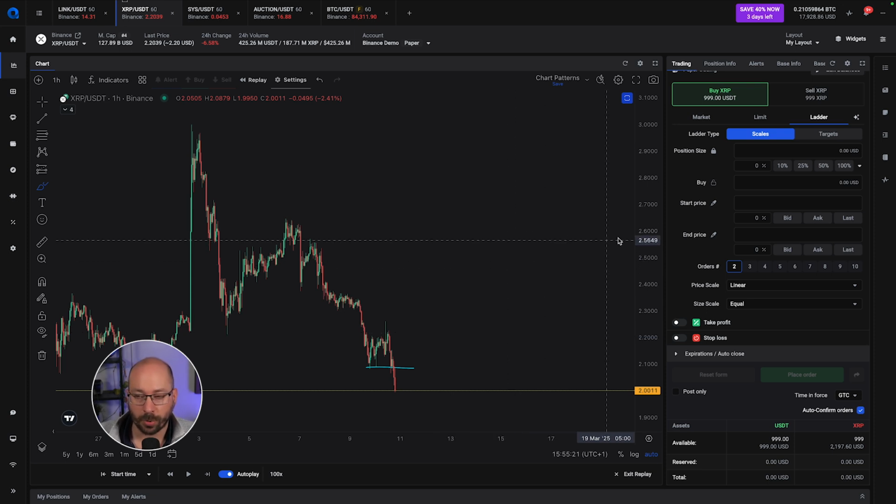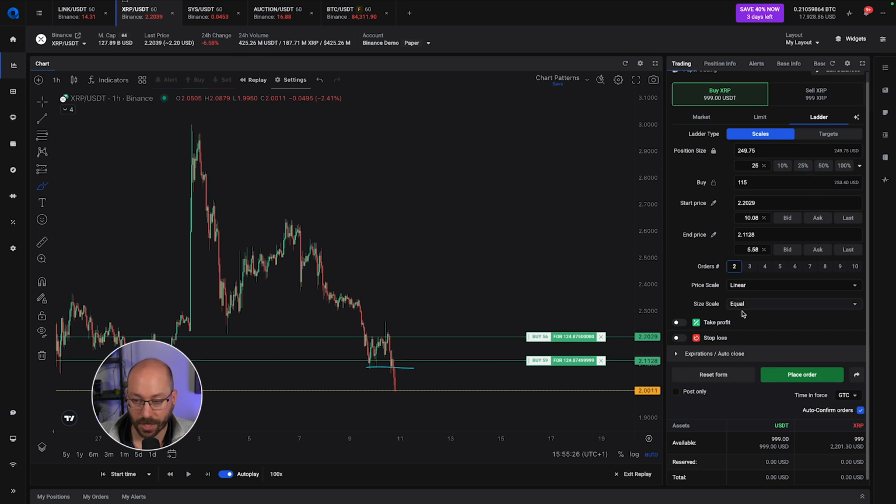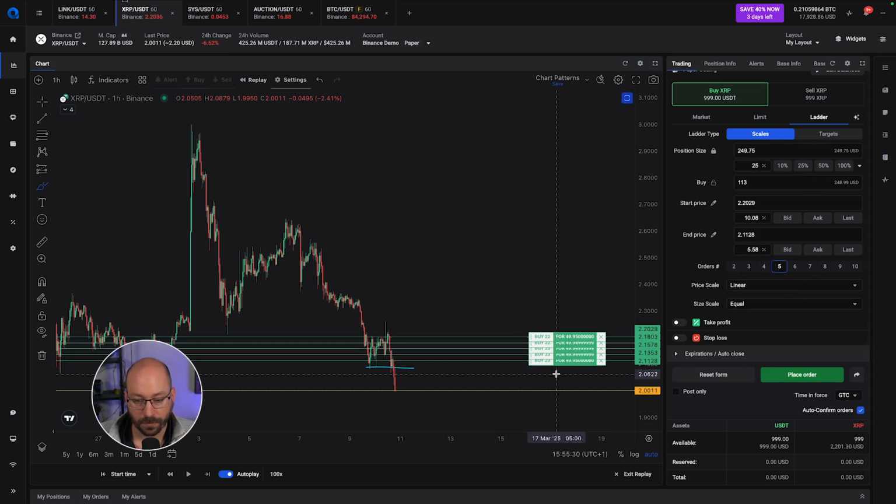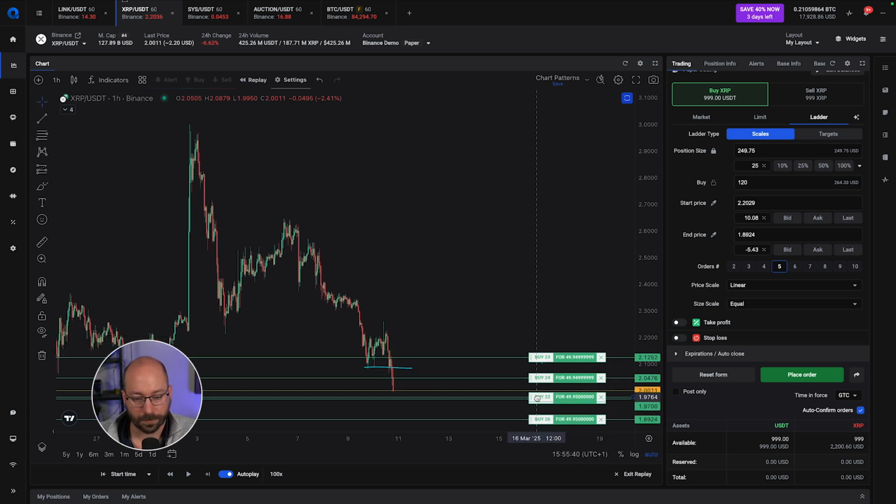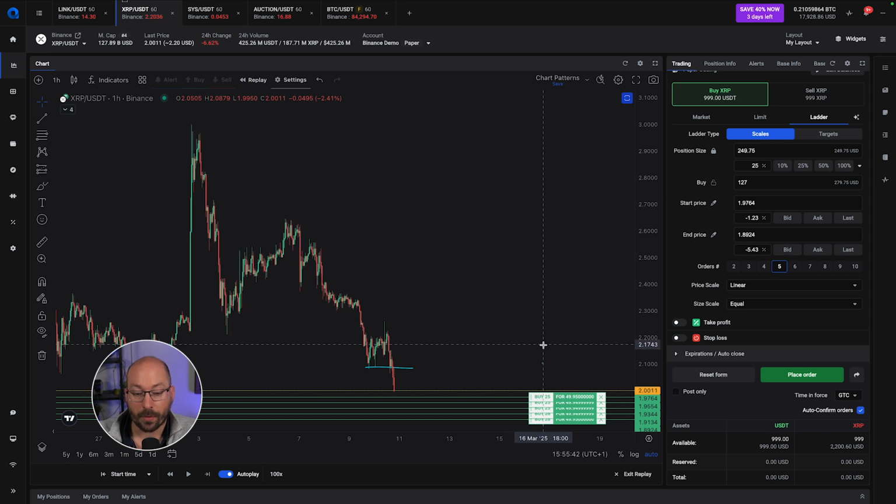In Altrady, it's super easy to do this. You select the position size, you select the amount of orders that you want to use, and you can drag them to the correct location. Like so. Now, if the price continues to drop, then our entry orders will be filled. And these entry orders are grouped together. They know about each other.